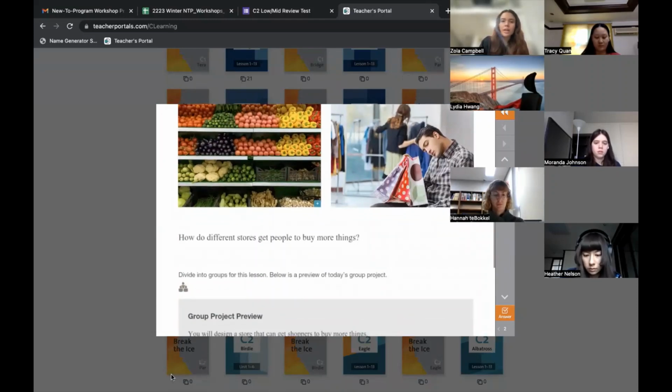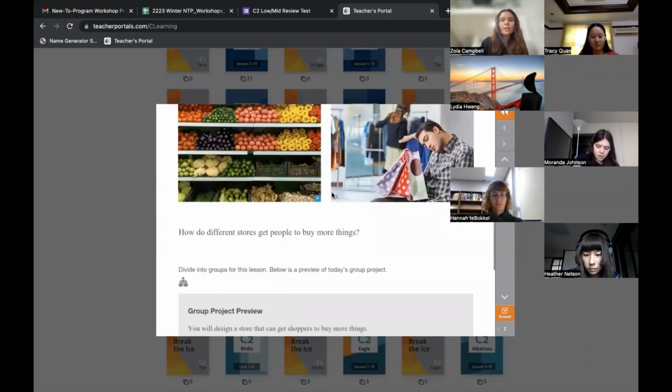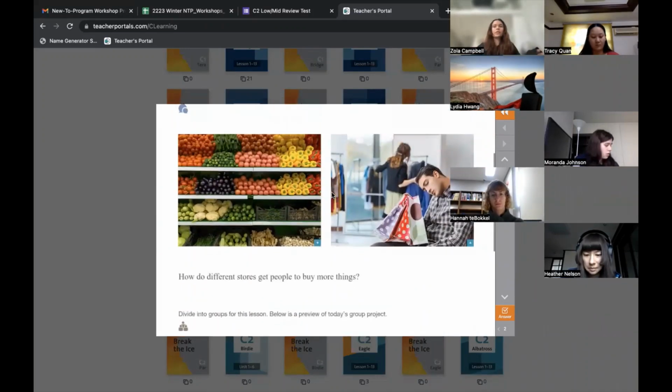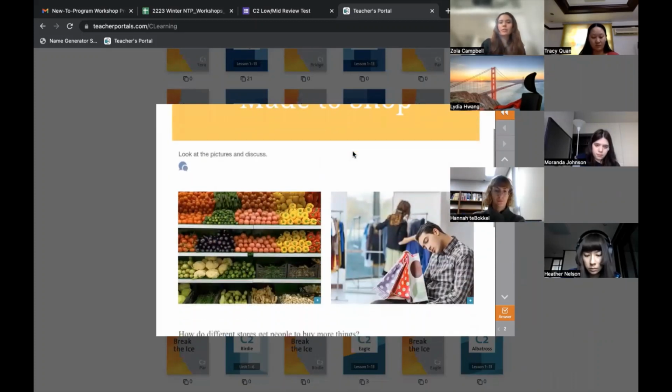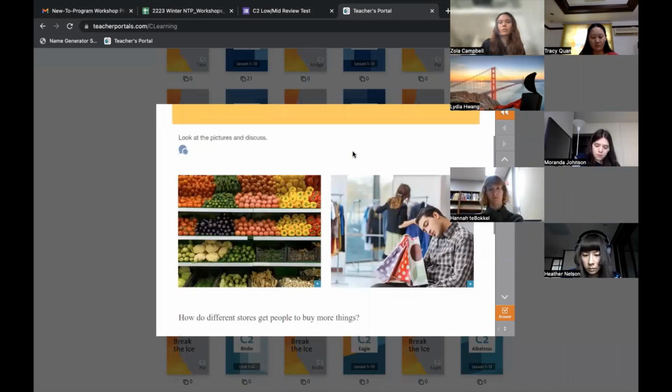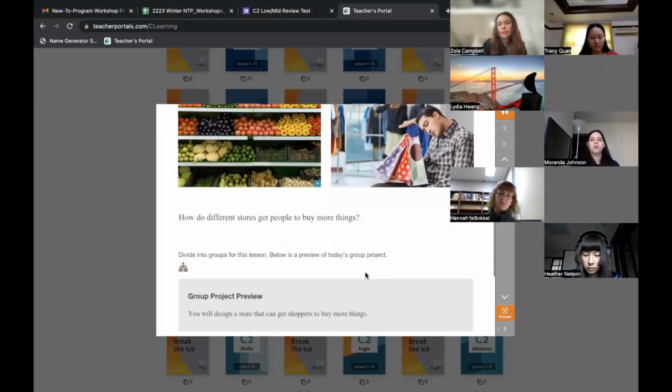So this is giga level. The connect page is just, again, to get you interested in the topic, made to shop. So it's looking at the visuals of stores. So pictures, what do you see in this picture? What is this man doing? He's sleeping. He's probably bored. So just generate some discussion. How do different stores get people to buy more things?